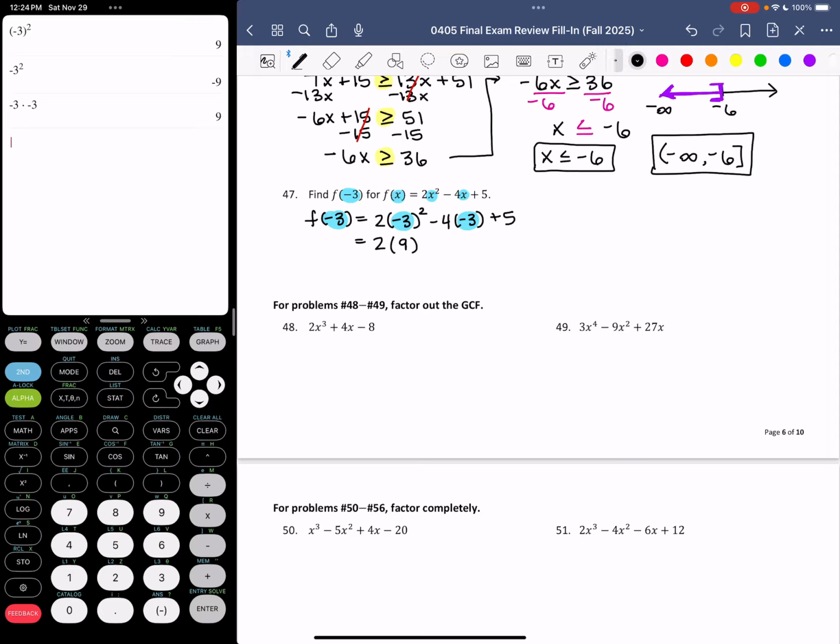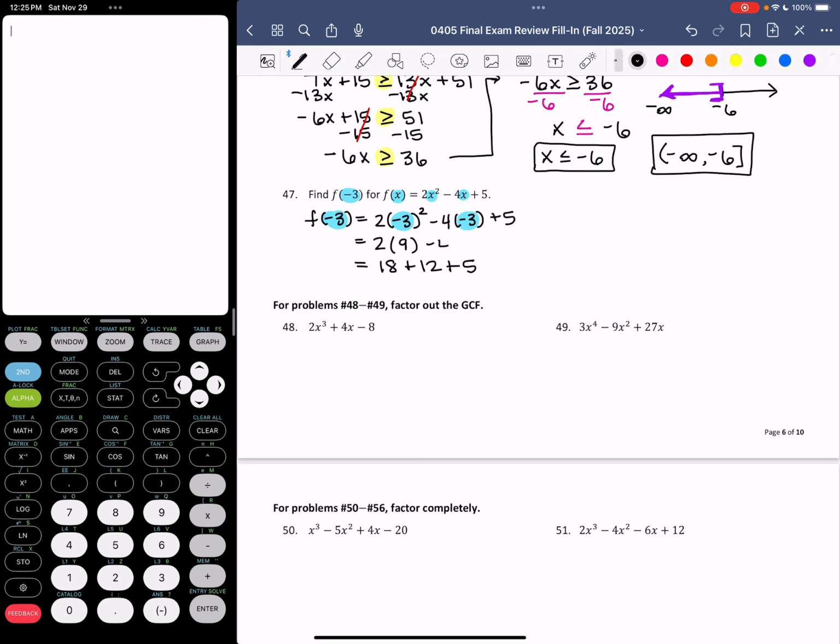Okay, now we have negative 4 times negative 3, which is going to become a plus 12, and a plus 5. 2 times 9 is 18. Okay, and then this is where we're at. Maybe I want to do all of this in one step. Oops, change that there too.